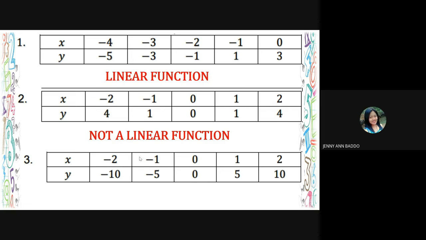Next, we have this third example. Obviously, the x-coordinates here are of equal differences, like the first two examples. Now let's consider the y-coordinates. 10 minus 5, it's 5. 5 minus 0 is also 5. 0 minus negative 5 is again equal to 5. And negative 5 minus negative 10 is 5. So again, this is an example of a linear function because we have the same differences on the range.